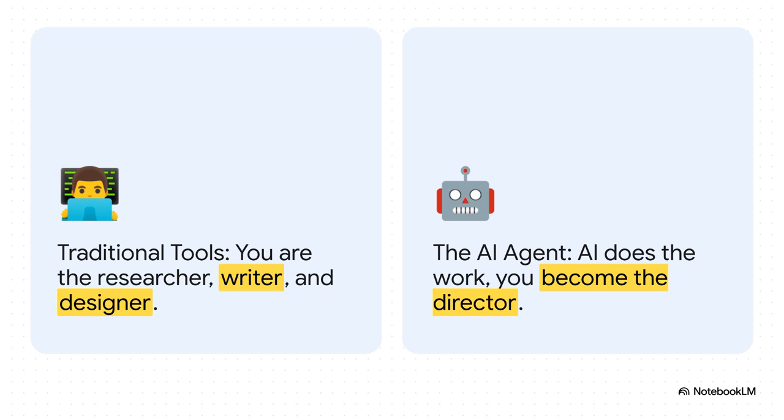This right here gets to the absolute core of what they're proposing. Think about it. With the old tools, you're wearing all the hats. You're the researcher, the writer, and the designer. The whole promise of an AI agent is that it takes on all those jobs, and your role completely shifts. You become more of a director or an editor who guides the final outcome. It's a huge change from being the creator to being the supervisor.